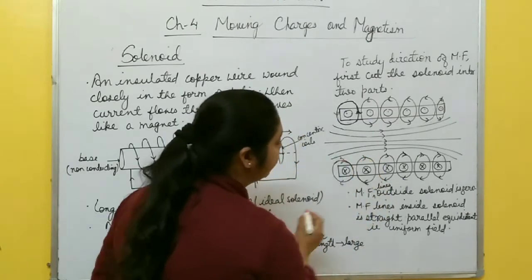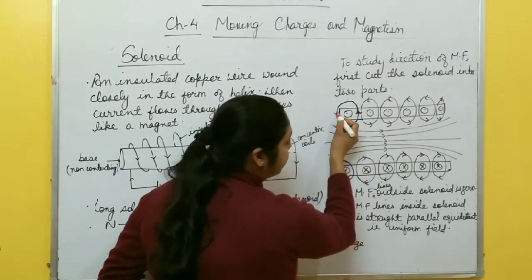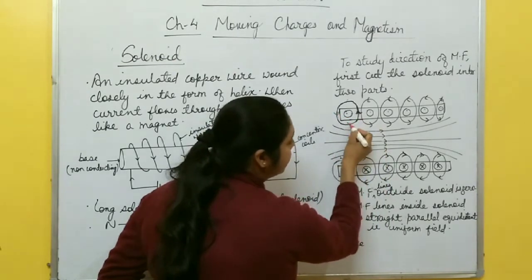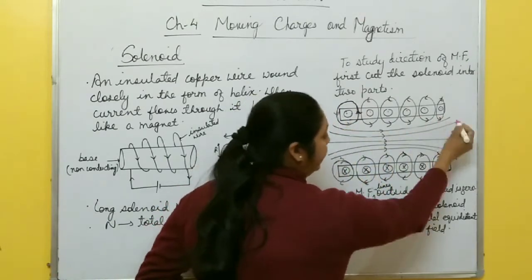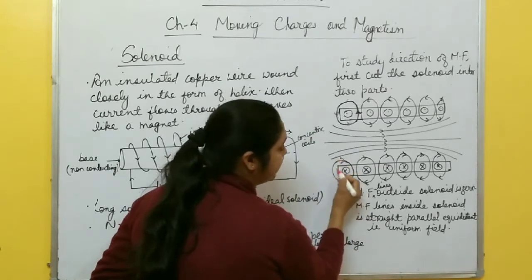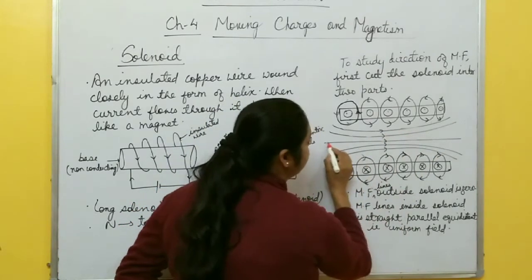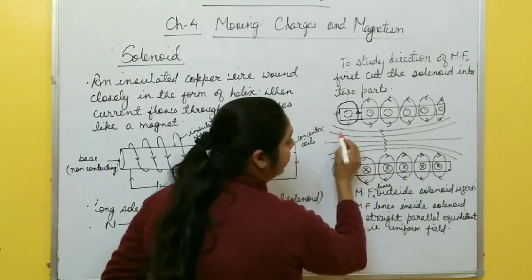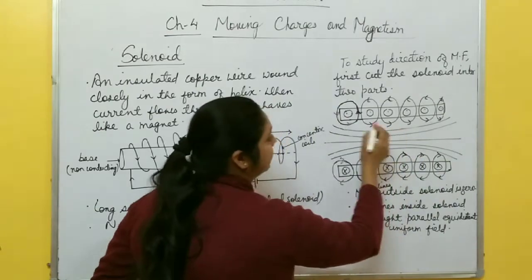Now you observe that in this part, the direction of magnetic field in all the coils is from left to right. Here also in the lower section, the direction of magnetic field is clockwise, which means from left to right. So inside this solenoid, the direction of magnetic field is from left to right, right?